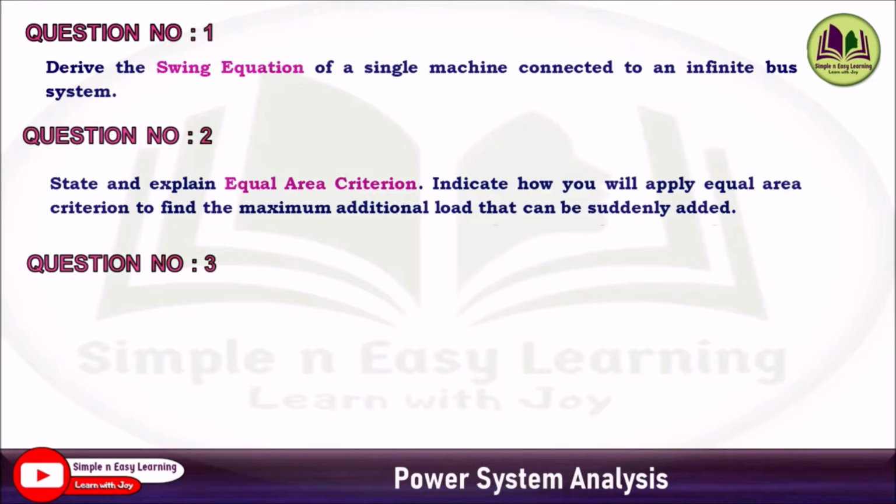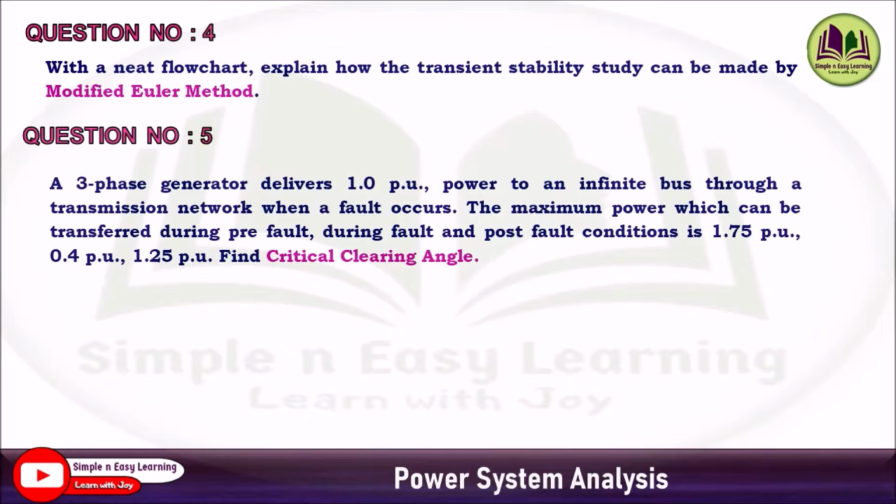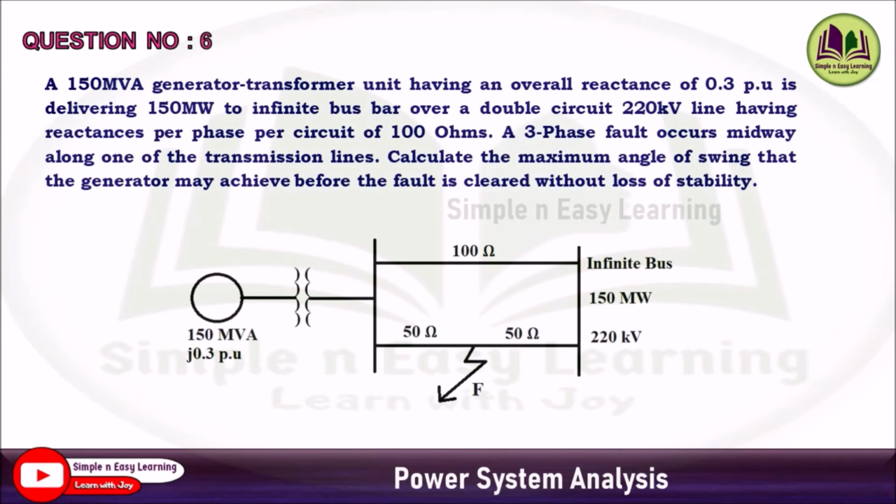And fourth one, flowchart and algorithm of transient stability study using modified Euler's method. And fifth one, problem based on the stability studies, find the critical clearing angle. Sixth one, another type of problem. So here also we are going to find the maximum angle of swing. So these type of problems are very important.